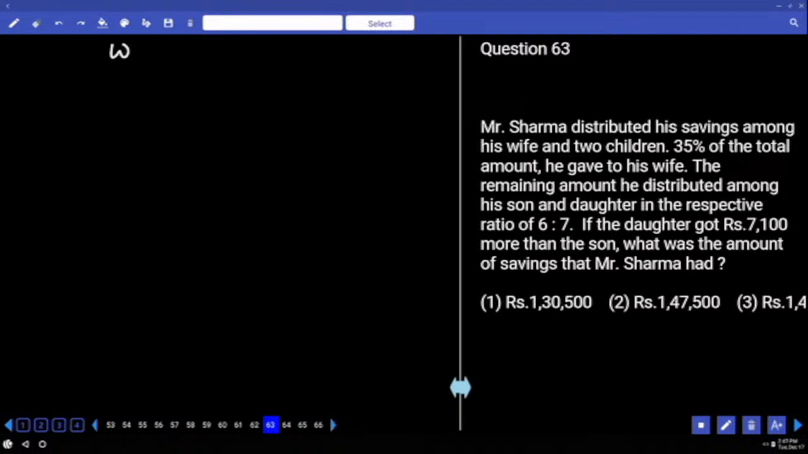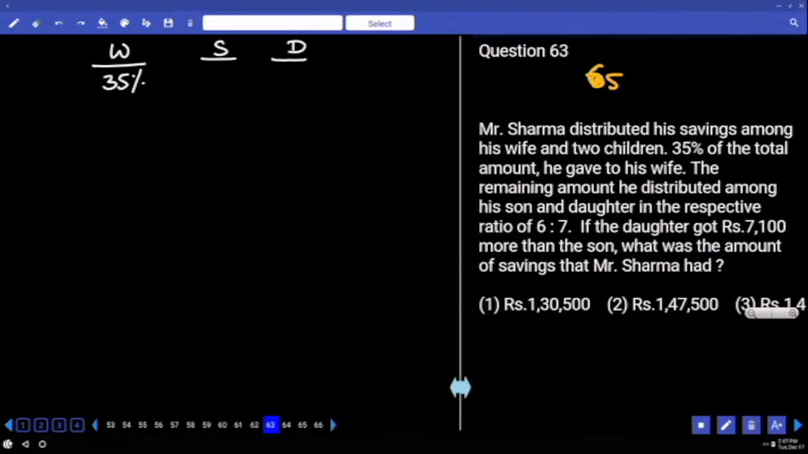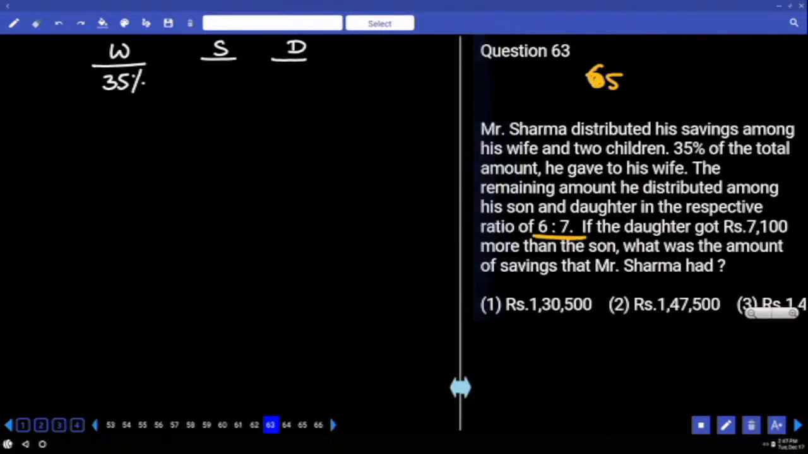How much was given to the wife? That means the remaining. The remaining amount he divided among his son and daughter in the ratio of 6:7. Remaining how much portion? 65. That they divided in the ratio of 6:7.